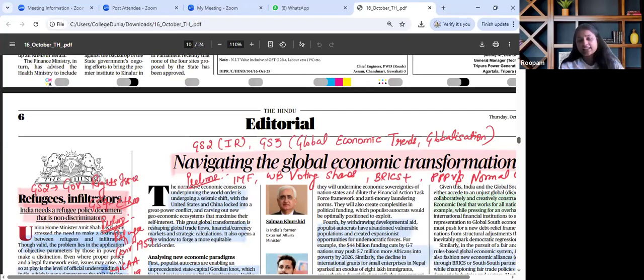From Mains perspective, the same article is to be seen through the lens of the rise of multipolarity in the global economy, India's opportunity to leverage South-South cooperation, and strategic implications for trade, technology, and financial governance. Also, there is one report published by the IMF, the World Economic Outlook 2025, which we need to know, that says Asia contributes over 60% of global growth.